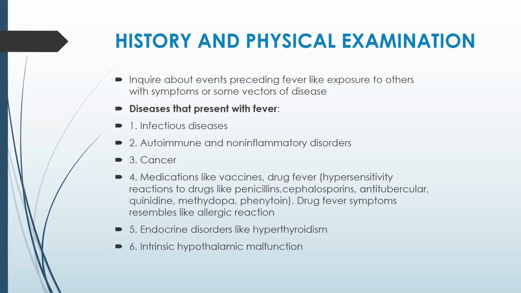It could be related to cancer. It could be related to certain medications like vaccines, which are very common nowadays, mainly in pediatric cases. The fever may be due to certain drugs or antibiotics, hypersensitivity to certain drugs: cephalosporins, anti-tubercular drugs, quinines, methyldopa, phenytoin. Whenever there is a drug fever, the patient will present symptoms resembling an allergic reaction. There could be some rash, swelling, urticaria, joint pains along with the fever. Certain endocrine disorders like hyperthyroidism can also present with fever. Or lastly, it could be due to hypothalamic malfunction, like we see in patients with strokes, hemorrhage in the brain.